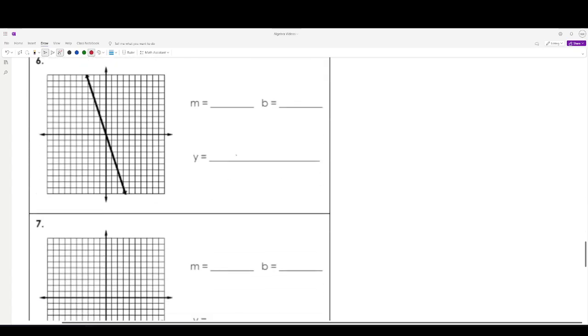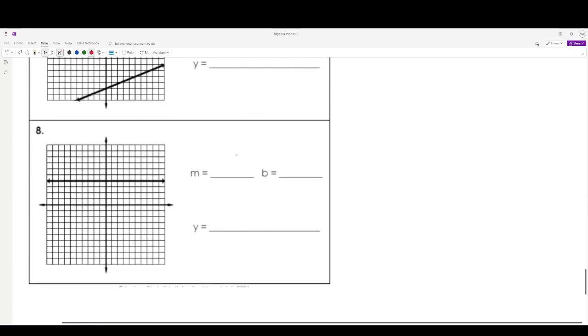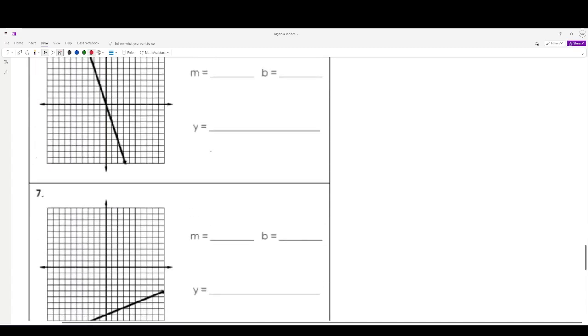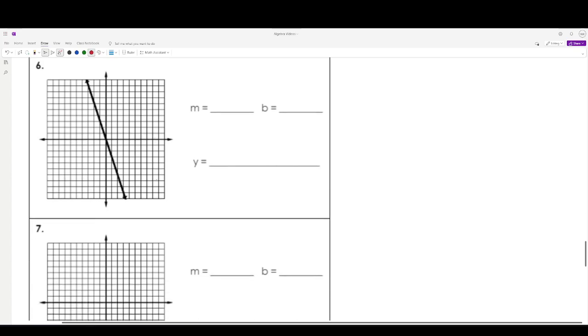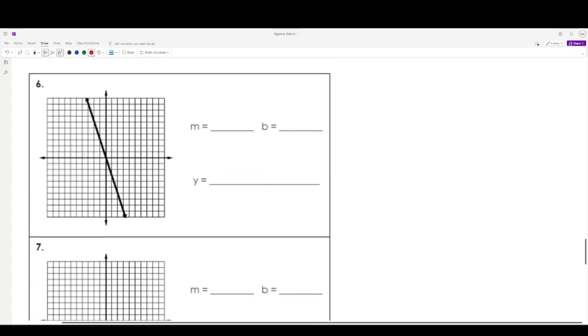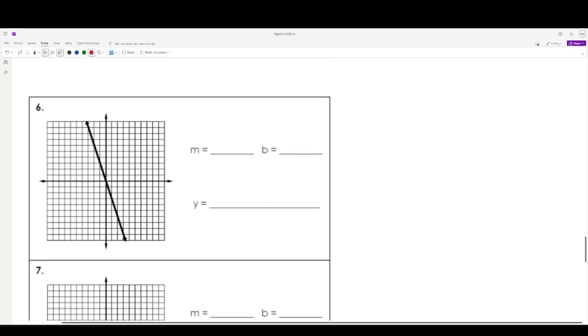So 6 and 7 is more of the same. I'm going to let you try those two. So 6 and 7 are practice for you to try. They're no different than what we've done, other than 6 has a y-intercept of 0, but you've seen that before.